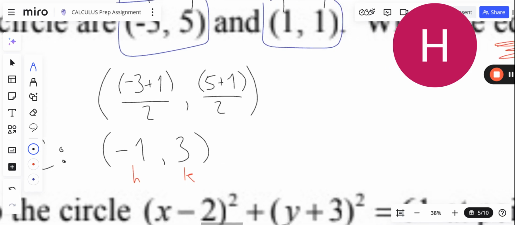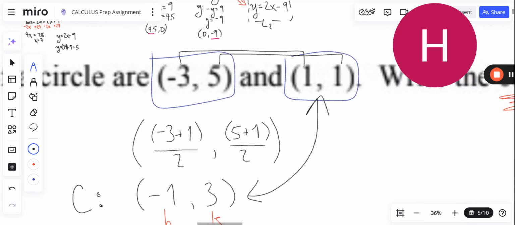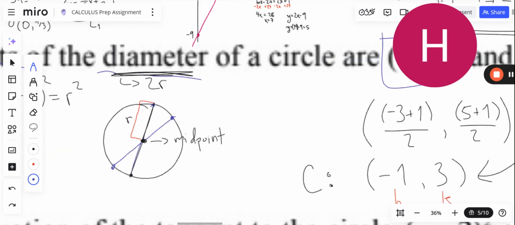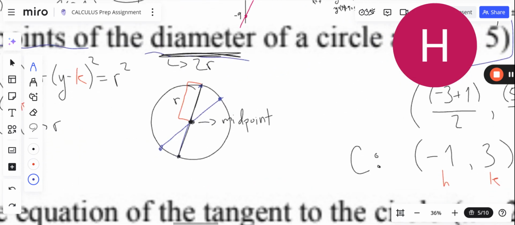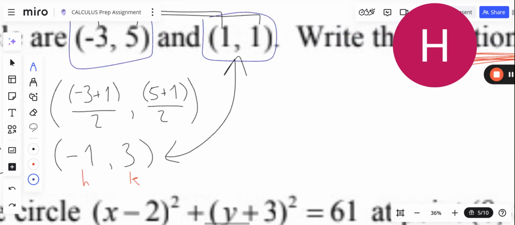And now we can find the radius because we can take one of these points and find the distance between them. I think I'll just go with these 2 points, the center and one of the endpoints. Now, if you do want to do it between the endpoints, that is fine. But just know that you'll have to cut this distance in half at the end because the diameter does not give us the radius. The diameter gives us 2 of the radius lengths because it goes all the way across the circle. The radius that we want is just from the center to the edge of the circle.